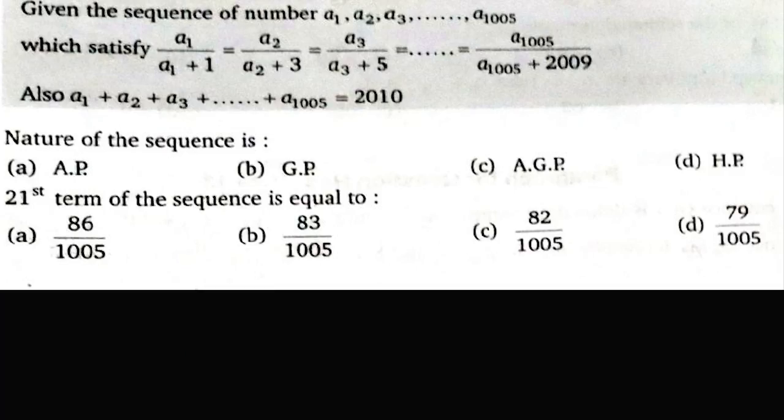Now here is the question. We are given a sequence of numbers A1, A2 up to A1005 which satisfy A1 upon A1 plus 1 equals A2 upon A2 plus 3 equals A3 upon A3 plus 5 equals A1005 upon A1005 plus 2009. And we are also given that A1 plus A2 plus A3 up to A1005 is 2010. We need to find the nature of this sequence.